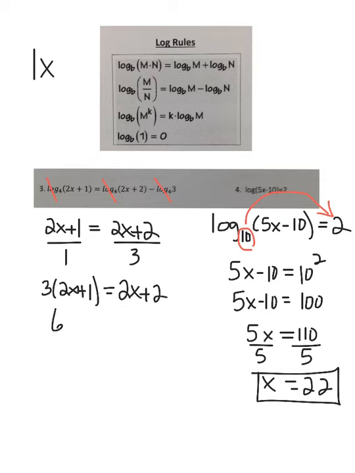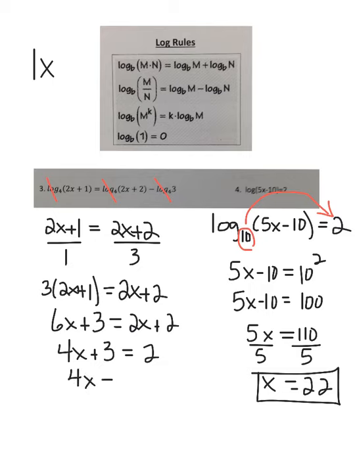So that's going to give me 6x plus 3 equals 2x plus 2. Bring the 2x over, so that's going to give me 4x plus 3 equals 2. And then I'm going to bring that 3 over, which is minus 3, right? So that's going to give me negative 1. And then I'm going to divide out that 4. So x is equal to negative 1/4.